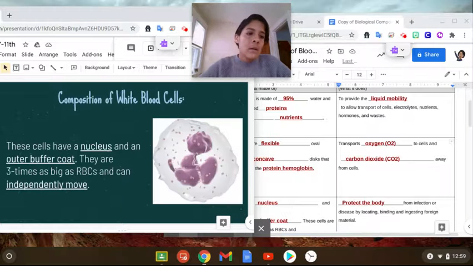White blood cells have a nucleus. They have an outer buffer coat, which protects them from being infected. They are 3 times as big as the red blood cells, and they can independently move.